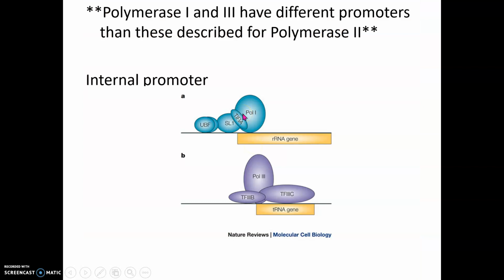Again, most of what we're talking about is describing RNA polymerase II and its promoter and its initiation and its elongation and its termination. 1 and 3 have different promoters than these that we're going to talk about, and they're usually an internal promoter. So here we have the gene, and inside of the gene, not before it, like we find with polymerase II, but inside the gene is where its promoter lies, where it's to bind and to start transcription.